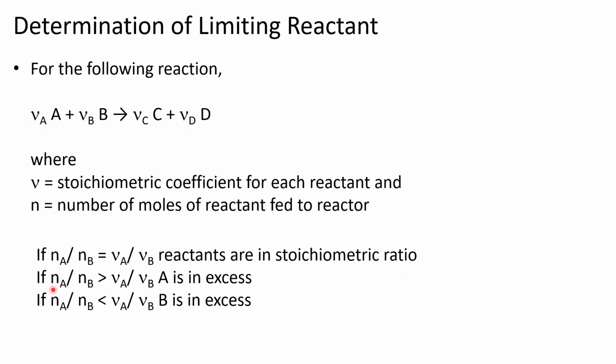If the number of moles of A divided by the moles of B is greater than the ratio of stoichiometric coefficients, then we'll say A is in excess. More moles of A are present than are required to react with all of the B that's present. If the ratio of the moles of A to B is less than the ratio of the stoichiometric coefficients, we'll say B is in excess. There's more moles of B present than are needed to completely react with all the moles of A.